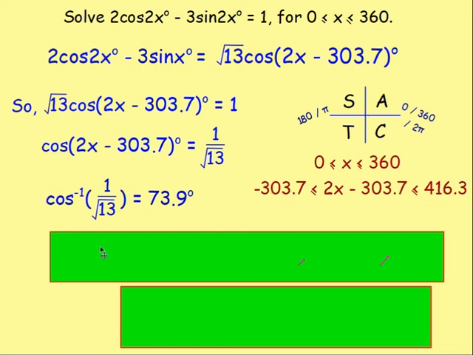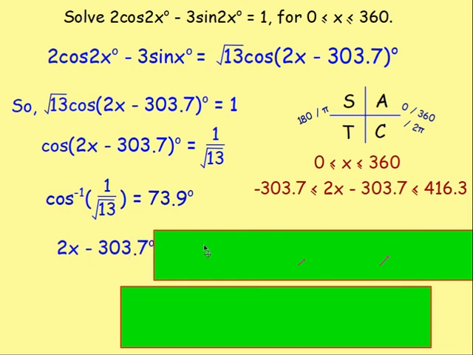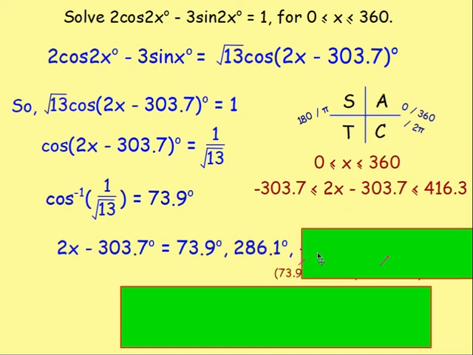So using CAST, first of all, you know that 2x minus 303.7, if you're getting rid of cos here, will equal 73.9, that is the acute angle, that is A, and we've also got 360 minus the 73.9 degrees. However, you're looking for all the values between negative 303.7 and 416.3, so add and subtract 360 onto both these answers to look for more.